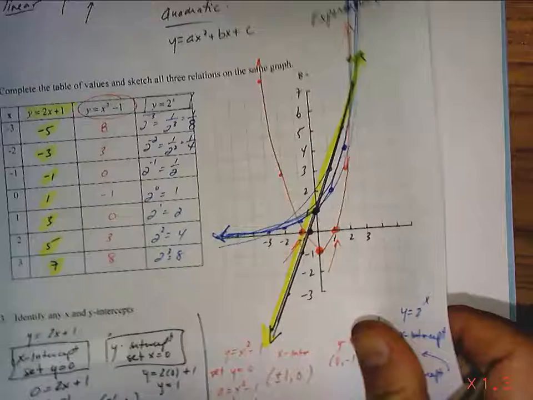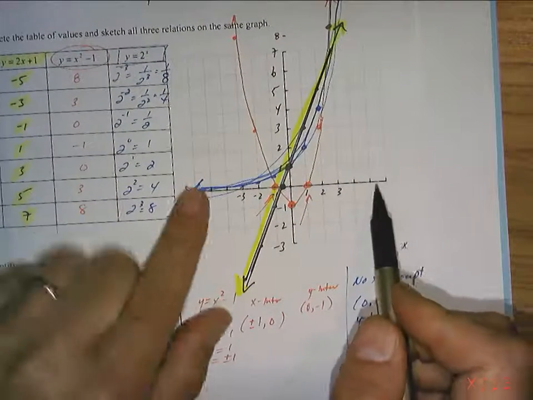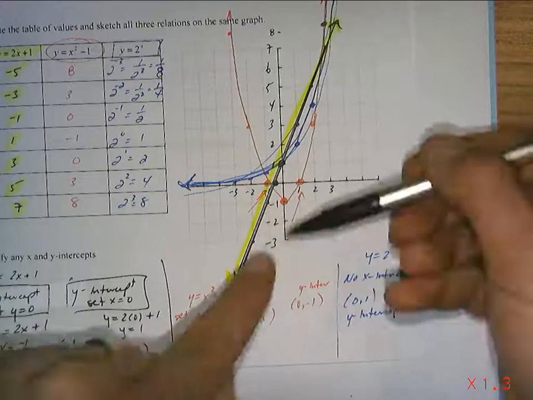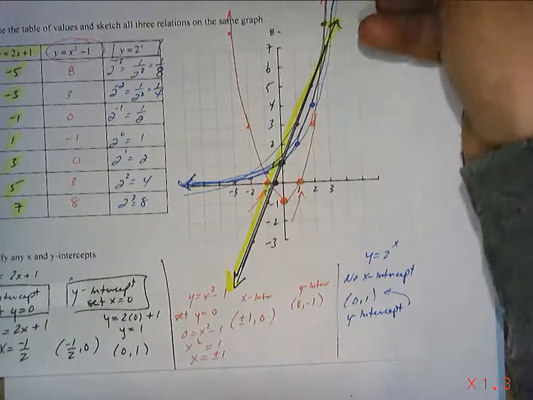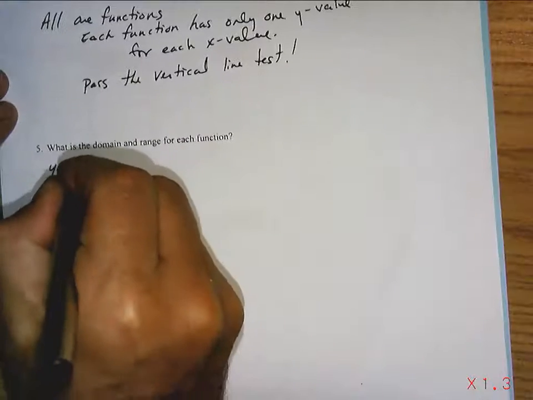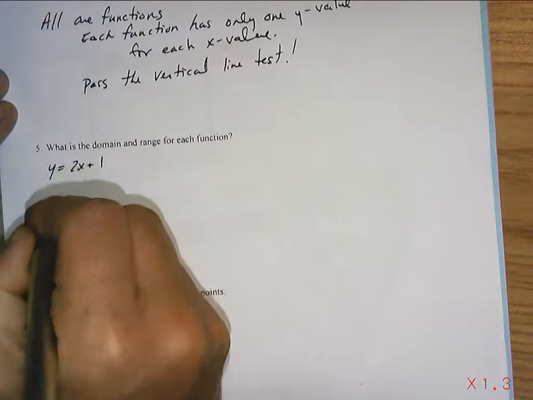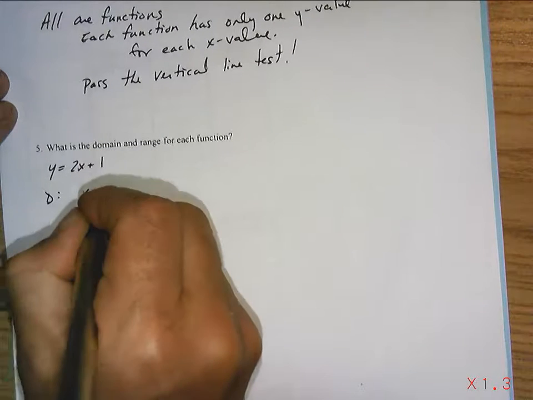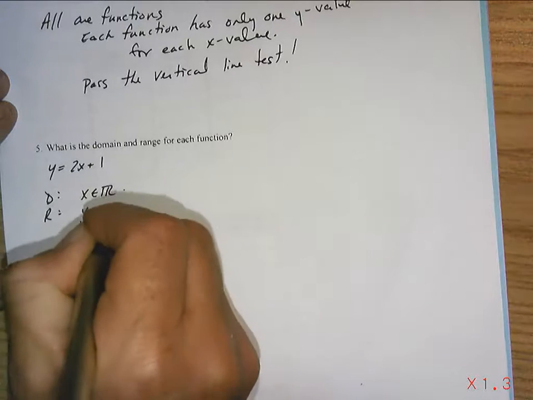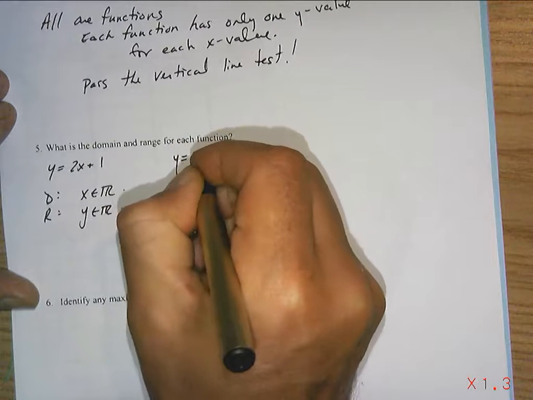Okay, well, looking at the linear function, you'll notice that all the x values could have been used. We only used -3 to 3, but everything could have been used. And all the y values could have been reached. So for the linear function, the domain is {x ∈ ℝ}, and the range is {y ∈ ℝ}. What about for the parabola, the quadratic?